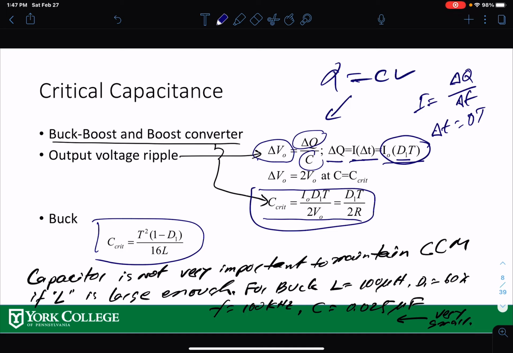For example, if I look at the buck converter using this equation over here, right? You see that if your inductor is large enough, let's say 100 microhenry, and D1 is 60%, and F is 100 kilohertz, your C value comes to this one here, a very, very small value. So that's what I'm saying. If you're using inductor as energy transfer element, your critical capacitor value is not that important.